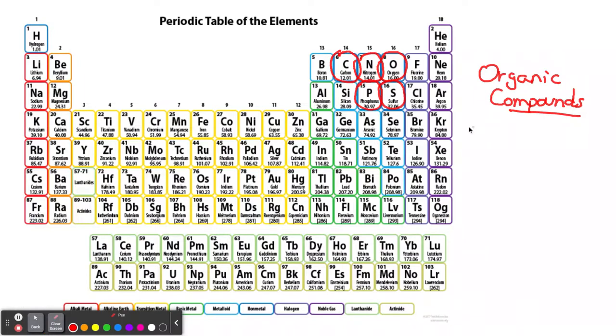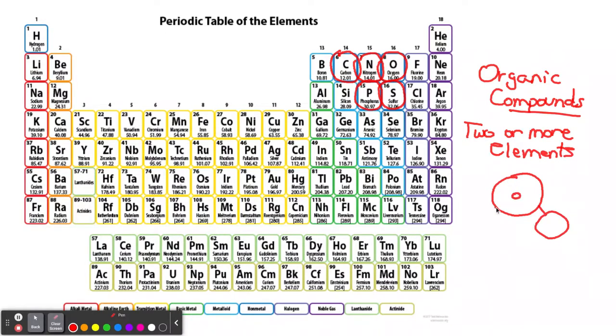So first, let's talk about compounds, and then we'll talk about organic compounds. So compounds, very simply, they're two or more elements. Let's do a famous one. So here we have oxygen, and you know this one, and we have two hydrogen.